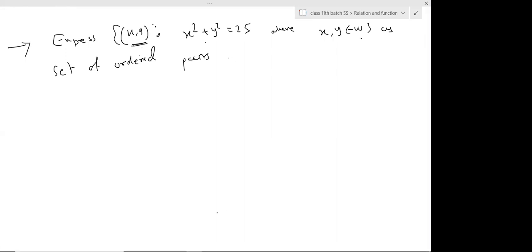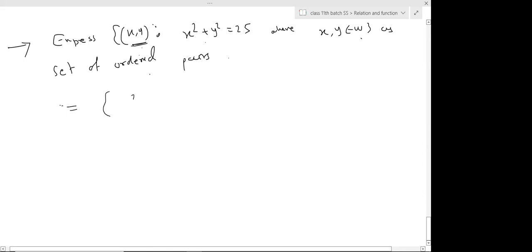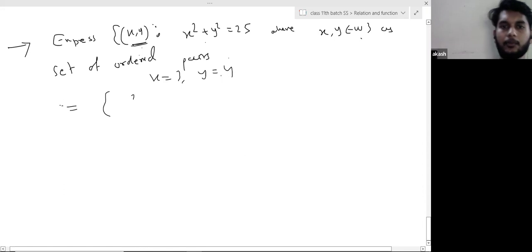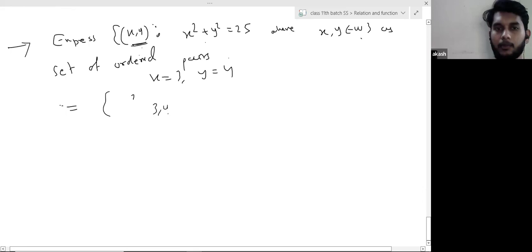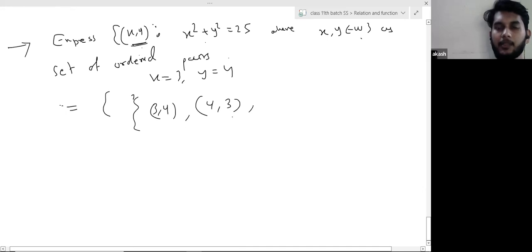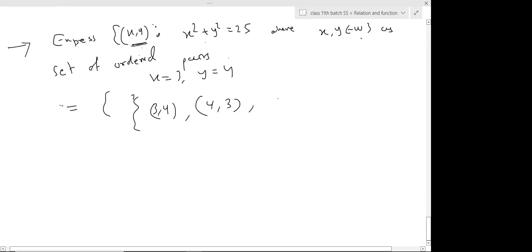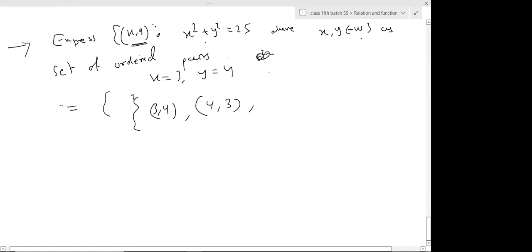Done? What is the answer here? x is 3 and y is 4. So (3, 4). All right. Any more elements in this set? (4, 3). Absolutely right. Is there any more? (5, 1)? No, 5 square plus 1 square is not 25.